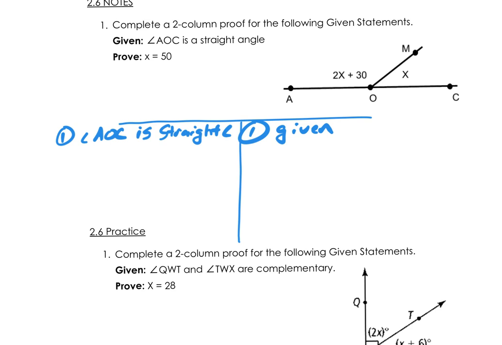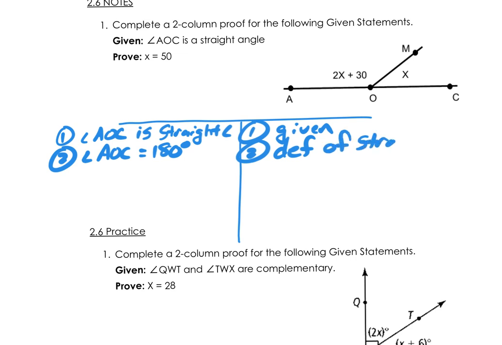What does it mean to be a straight angle? 180 degrees. So I'm going to write a second statement, and I'm going to say angle AOC is equal to 180. And we know that because we know what a straight angle is. We've defined it. Whenever I see straight angle, I know it's always 180. So that's just simply the definition of a straight angle.